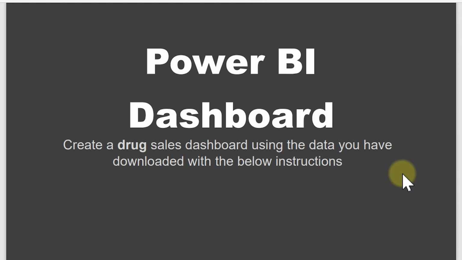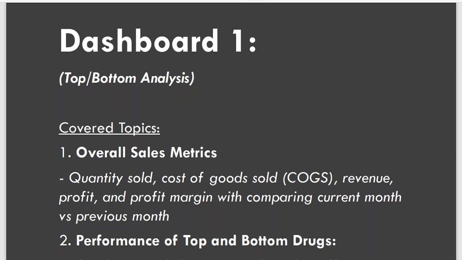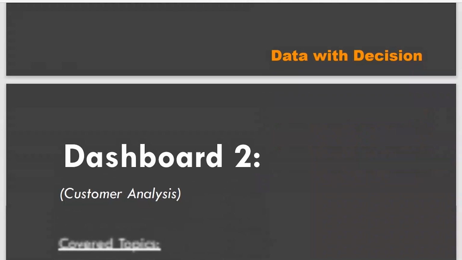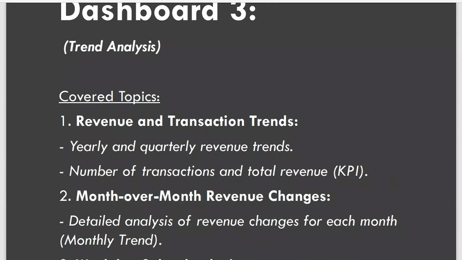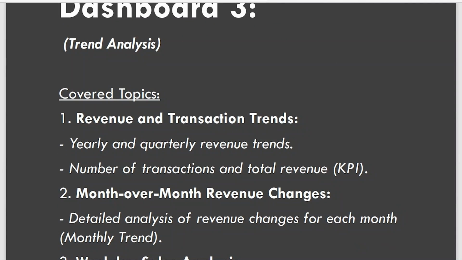If you have the data downloaded, you're going to see this PDF that prepares your mind on what you need to show as an insight in your report or your dashboard. If I scroll down, I have dashboard one right here, which is where we're going to get started. It has to do with the top and bottom analysis that we need to cover. If I scroll down, you can see we have the second dashboard, and if I scroll all the way down again, we have the third dashboard. Reading through this will give you the understanding of what we are going to cover in the whole dashboard creation.